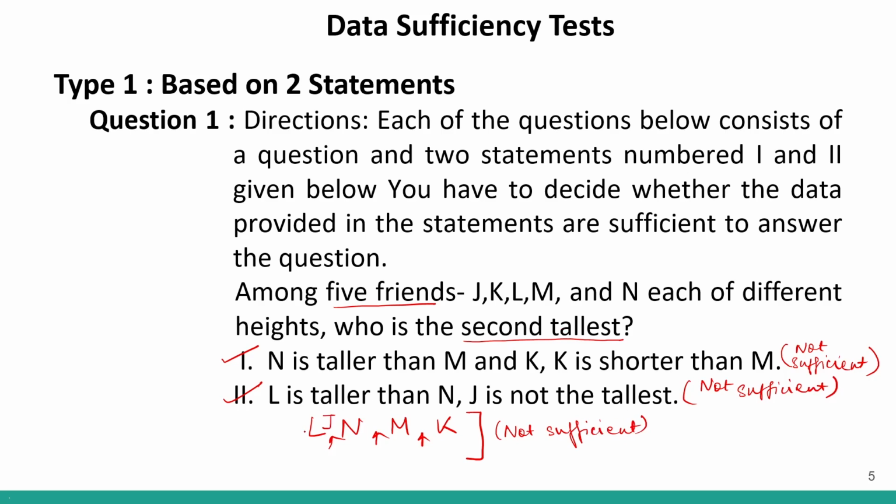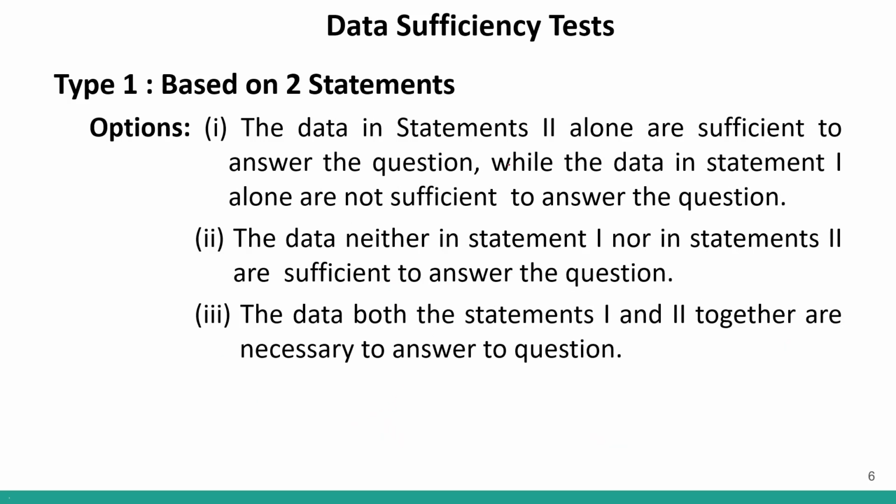Because if J is here, he would be the second tallest. But if J is here, N would be the second tallest. So I cannot ascertain the correct answer. So if I look at the options over here, option number 1 says that data in statement 2 alone is sufficient, while the data in statement 1 is not sufficient. So this is incorrect, because in neither of these statements was the data sufficient.